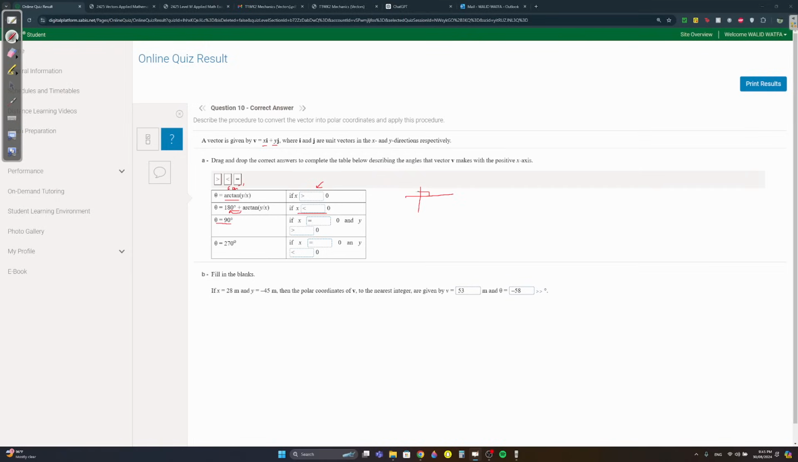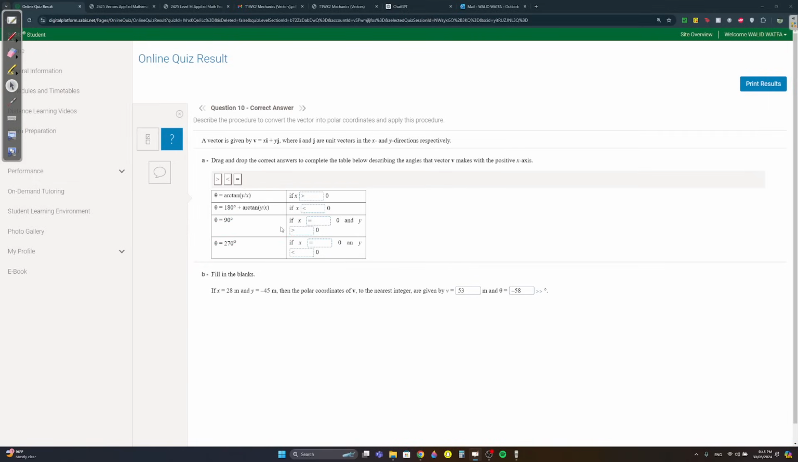Remember, when is it equal to 90? When the point is over here: x equals 0 and y is positive, so y is greater than 0. And when is it equal to 270 degrees? 270 is like this. Again, x equals 0, but this time y is negative, less than 0.